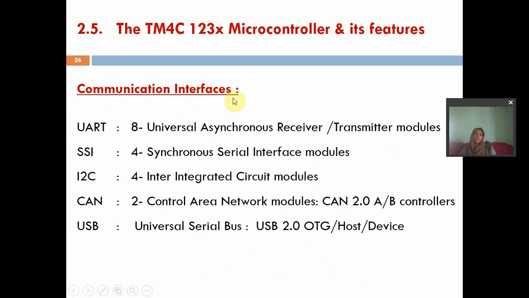Next is the communication interface. UART, 8 universal asynchronous transmitter and receiver modules for serial to parallel and parallel to serial communication. SSI, 4 synchronous serial interface modules, I2C, 4 inter-integrated circuit modules, and CAN, 2 controller area network modules, CAN 2.0 A/B controllers. USB, universal serial bus, USB 2.0 host or device. So these are the 5 communication interfaces, serial peripherals.